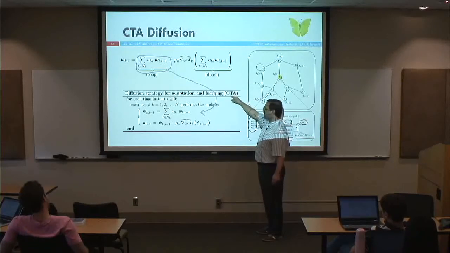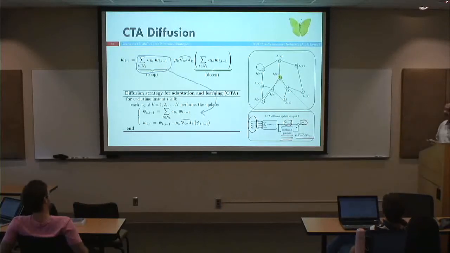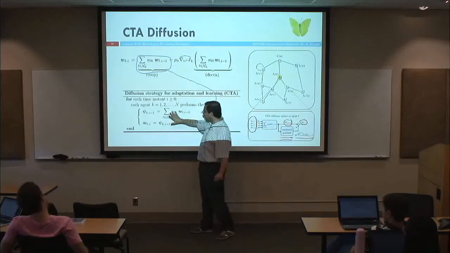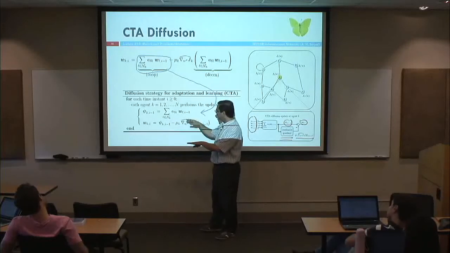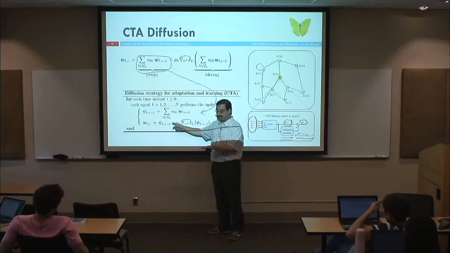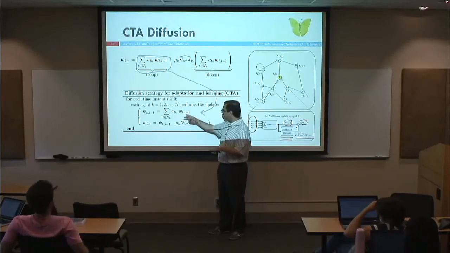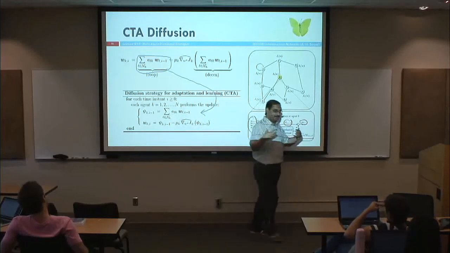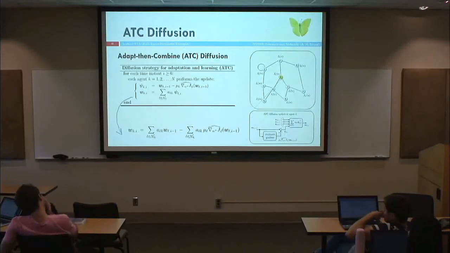This is CTA, and then there is ATC. What's ATC? Once you look at this, there is no reason why... I'm an agent, agent K. What agent K is doing here: first I look at my neighbors, I combine their information, and then I adapt. But I can reverse the operation. I can first adapt, and then combine. I first adapt, and then I share the updated estimates, and then combine. So this is the ATC version.